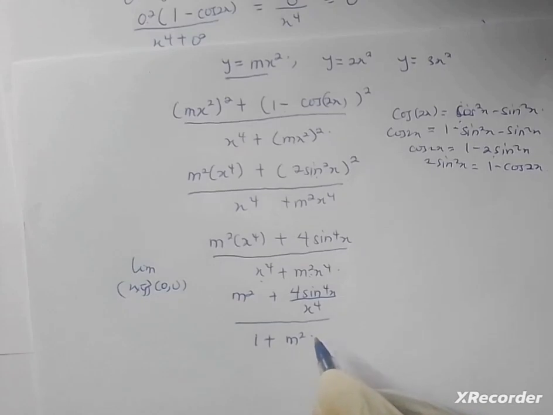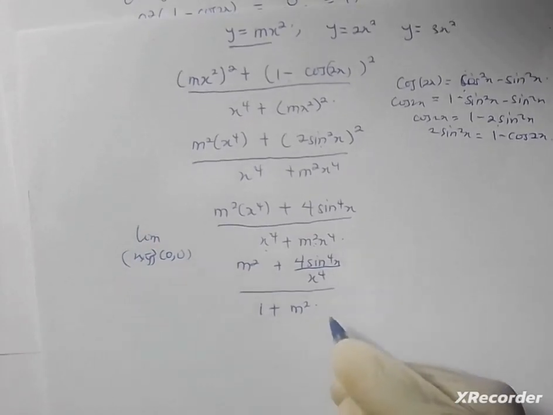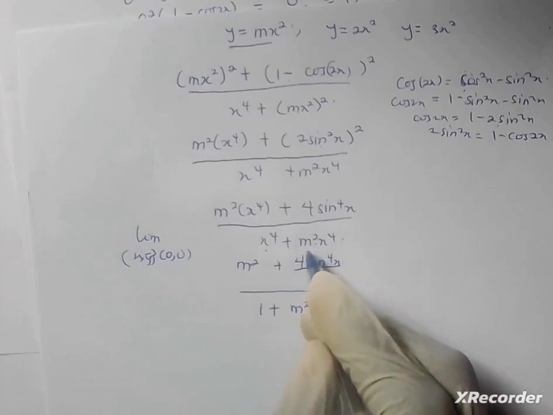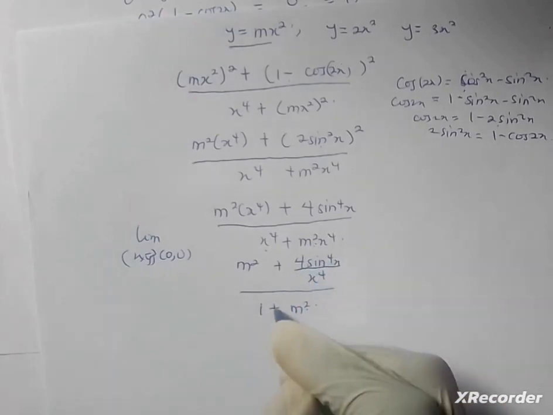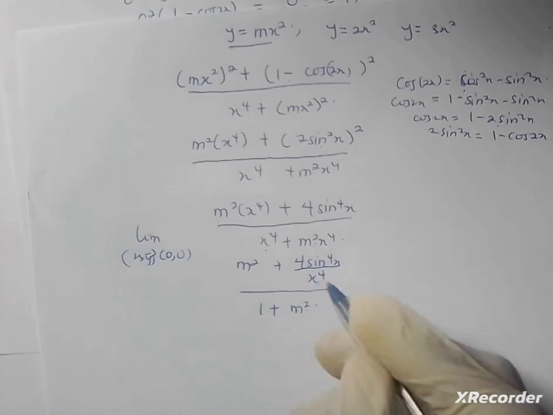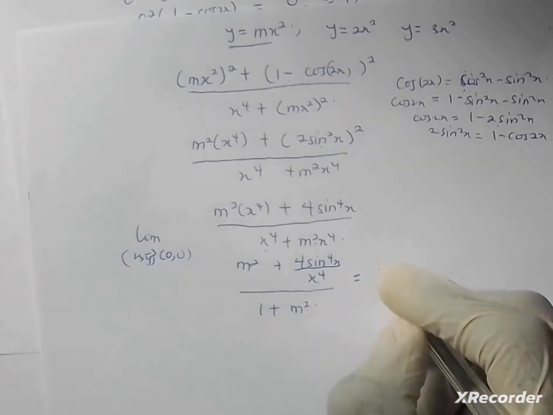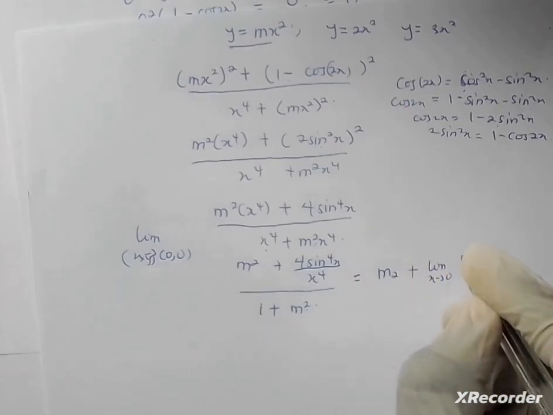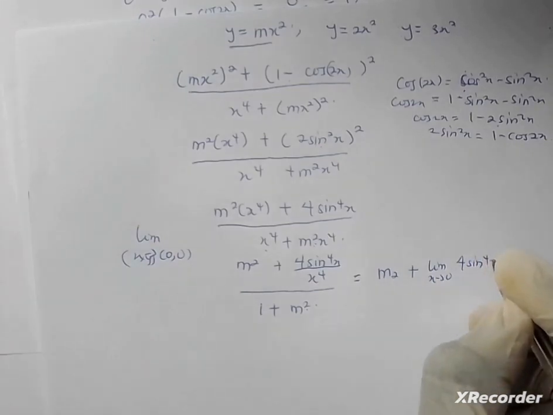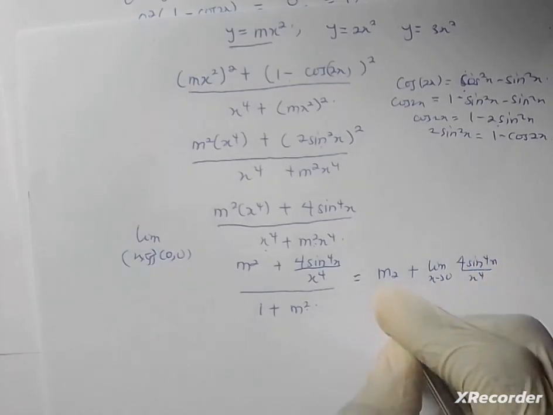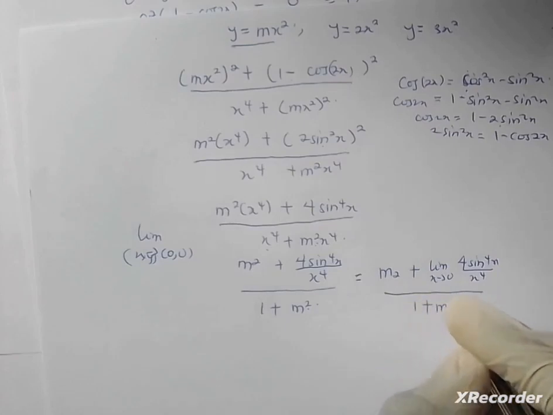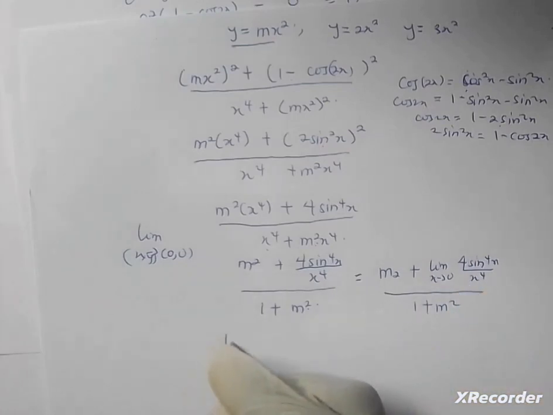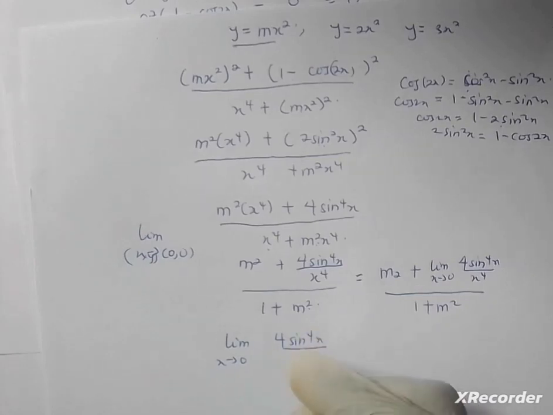So now, how do I get this? The limit is going to depend on this part of our function because this is a constant, this is a constant, this is a constant. So this is simply equal to m squared plus the limit as x approaches 0 of 4 sine to the power 4 x over x to the power 4, everything over 1 plus m squared. And computing this alone, that is the limit as x approaches 0 of 4 sine to the power 4 x over x to the power 4.